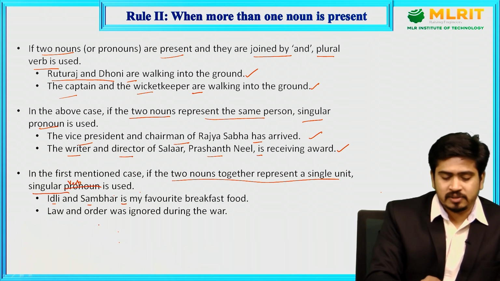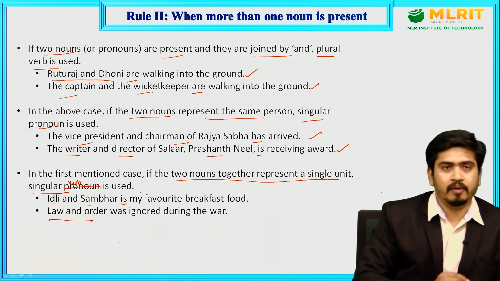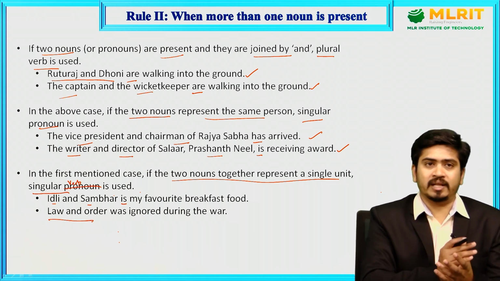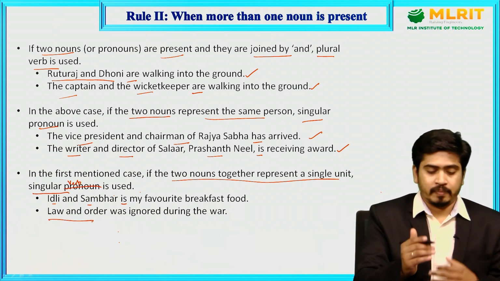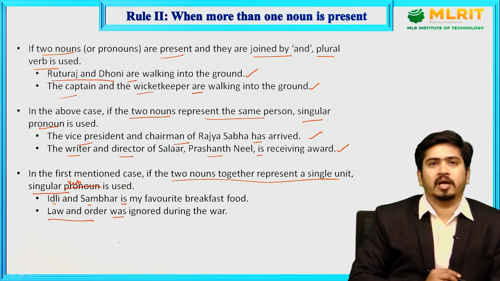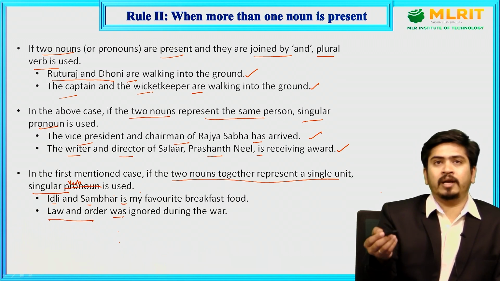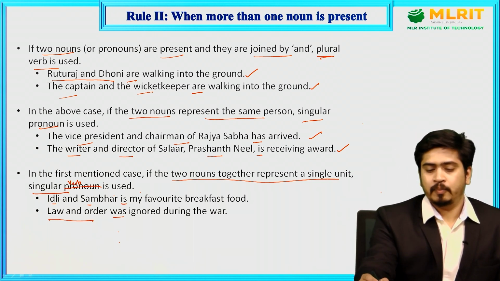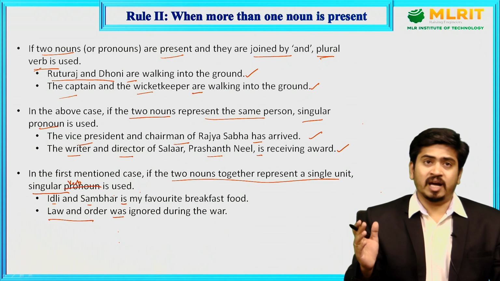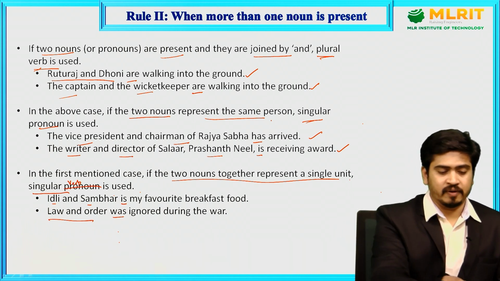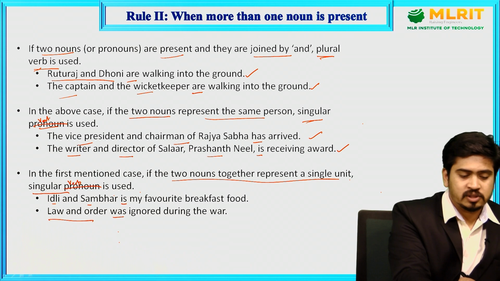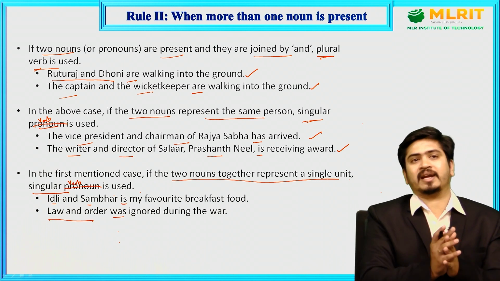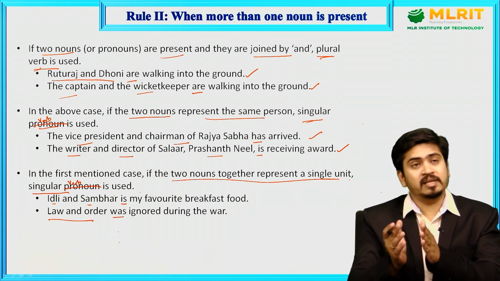Law and order was ignored during the war. Law and order. Now see, we have two nouns there. But when we talk about law and order, both together are considered as a single unit. Law and order. So singular verb. Okay. So when more than one noun is present, if those two nouns represent different people, plural verb is to be used. If the nouns represent the same person, then singular verb is to be used. In the last example, if you have two nouns but both together are considered as a single unit, then singular verb is to be used.